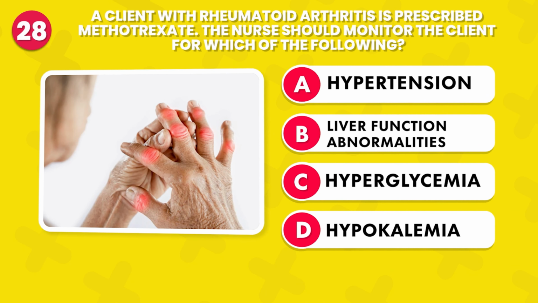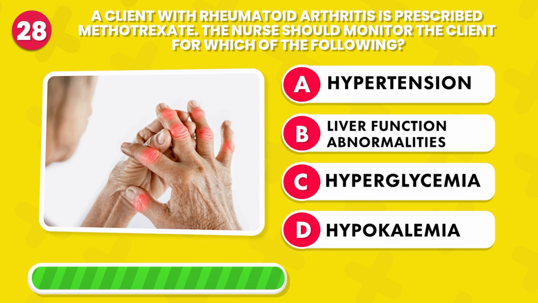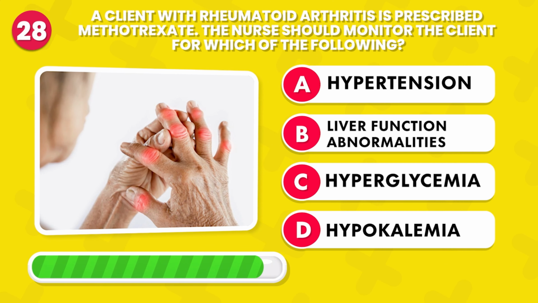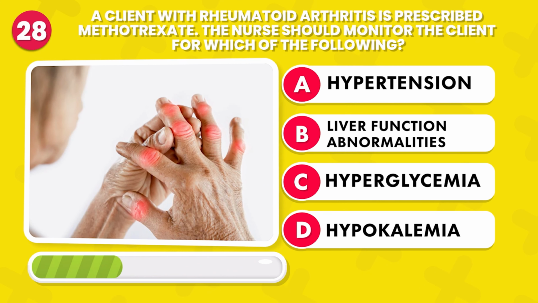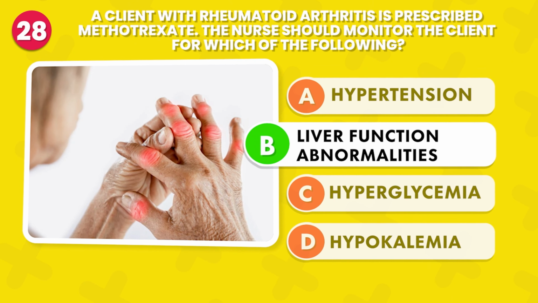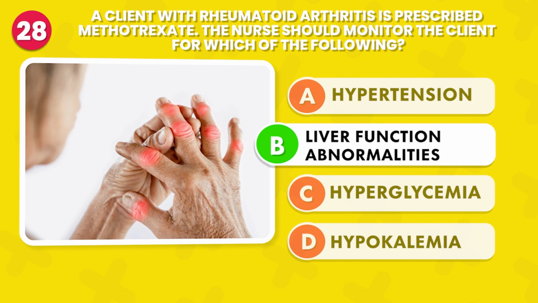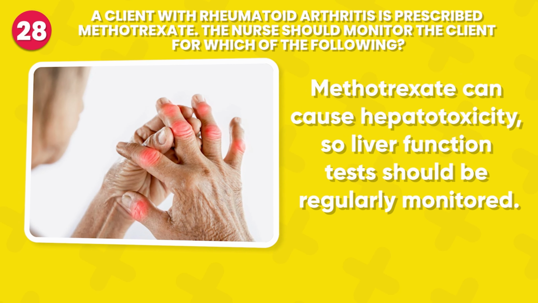A client with rheumatoid arthritis is prescribed methotrexate. The nurse should monitor the client for which of the following? A. Hypertension. B. Liver function abnormalities. C. Hyperglycemia. D. Hypokalemia. It's B. Liver function abnormalities. Methotrexate can cause hepatotoxicity, so liver function tests should be regularly monitored.